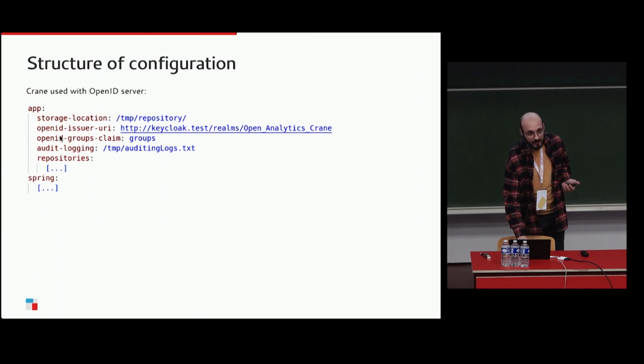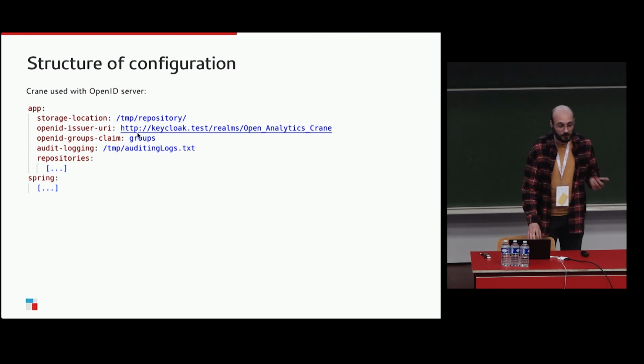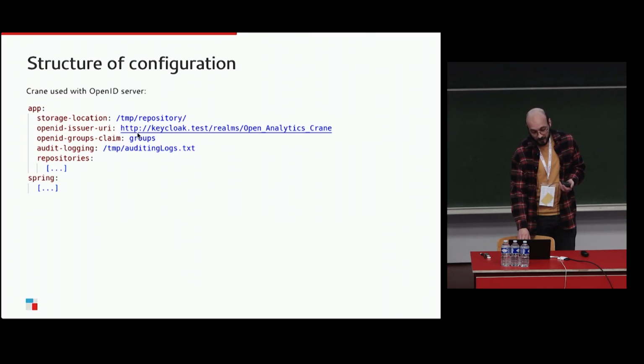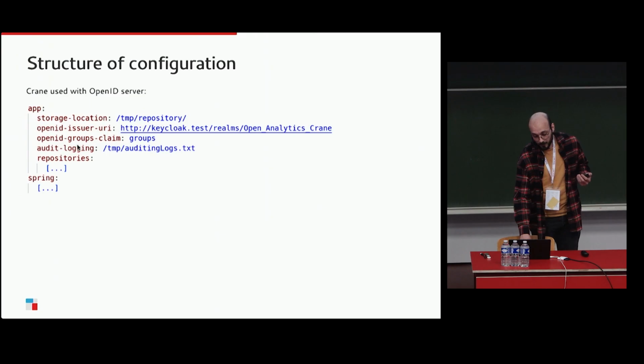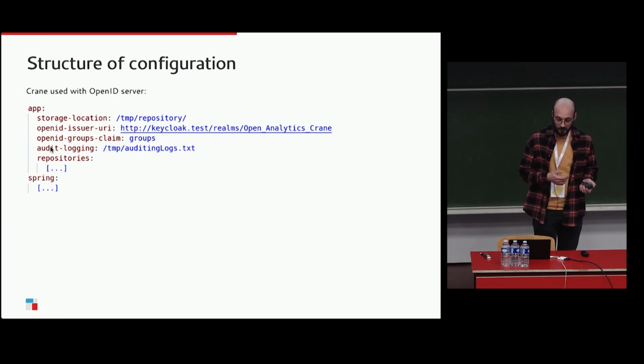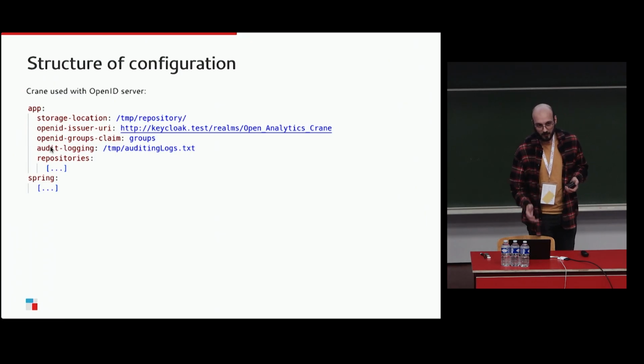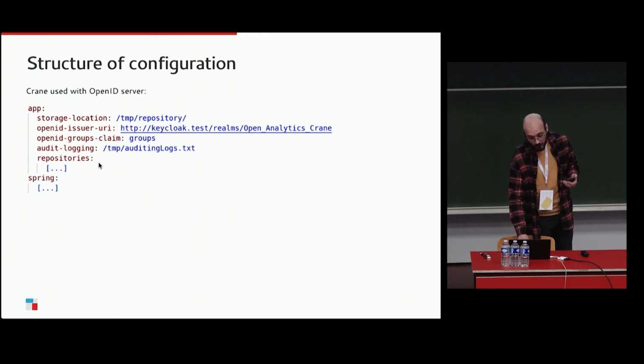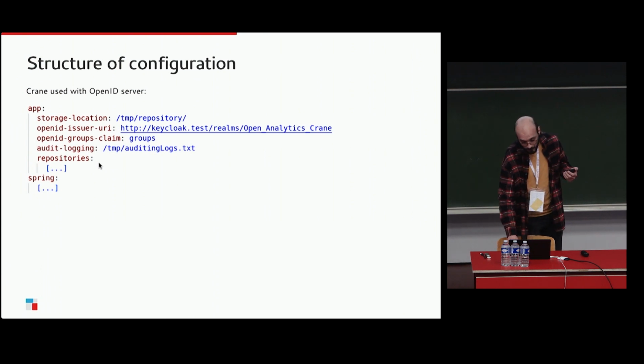If you have an OpenID Connect server, you need to configure some URIs, so where Crane can find the OpenID Connect server, or how Crane knows which groups a user belongs to. This is all important for being able to configure some access control. And lastly, we have some extra options which I'm not mentioning here, but one example would be audit logging. So if you are in a company which has high security requirements, you can use this option, for example, to log all the actions of users.